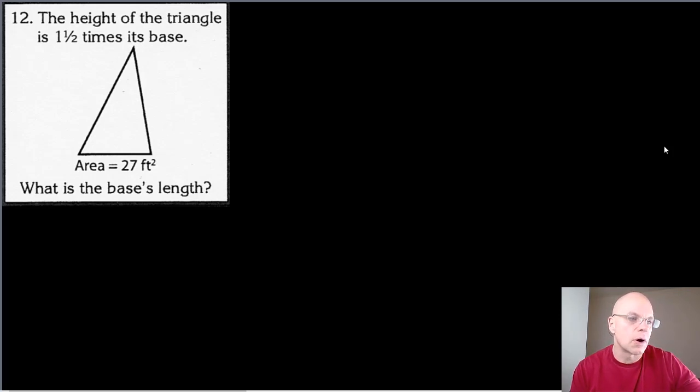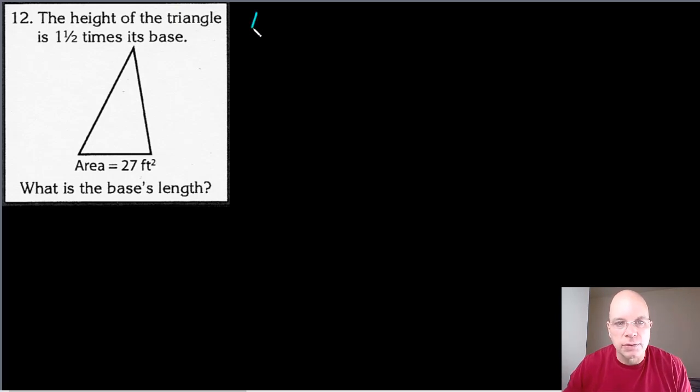Now, the hardest ones are the third in each group of 3, so problems 3, 6, 9, and 12. And that's why I chose to do 12 on this video. Problem number 12 says the height of the triangle is 1 1/2 times its base, and we're given the area is 27 square feet, but we need to find the base length.